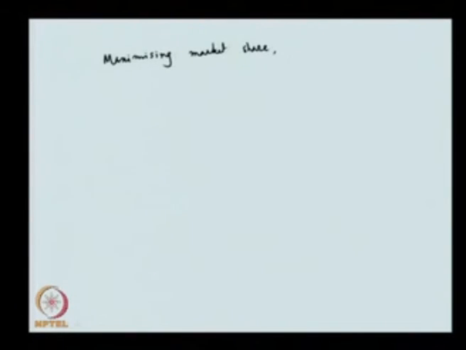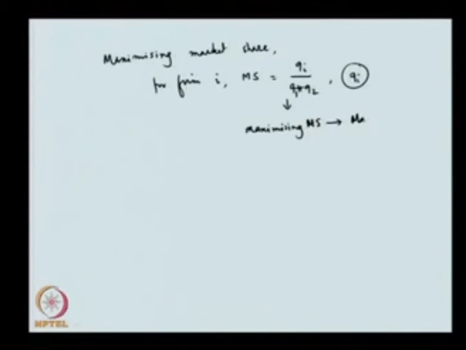Now, market share for each firm, let us say for firm i, market share, let us call it MS, is given by Qi divided by Q1 plus Q2, where there are only two firms for simplicity. Now, if this is going to be maximized, then one has to maximize Qi. So, maximizing MS is same as maximizing Qi. However, the profit cannot turn out to be negative. That is the constraint that we have.